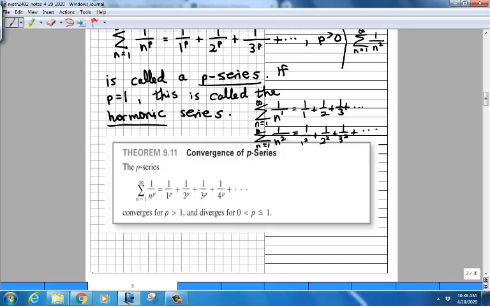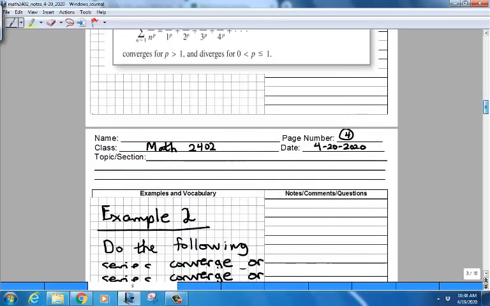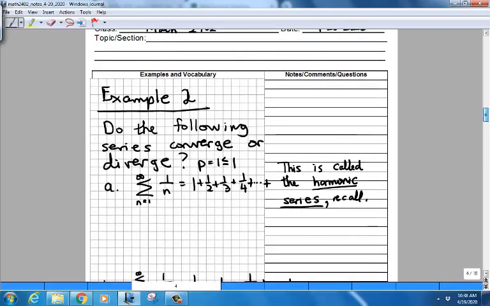But in this series, 1/n², the power is 2, because you have 1/1², 1/2², 1/3². Then we know that this series converges. We don't exactly know what it converges to, but we know this series converges because the p value, the power value, is bigger than 1. So we just learned something: the series 1/n² converges. We didn't know that earlier, but now we do. And this series, of course, the harmonic series, diverges.